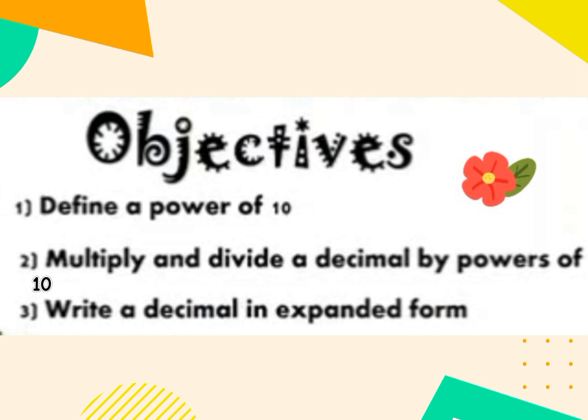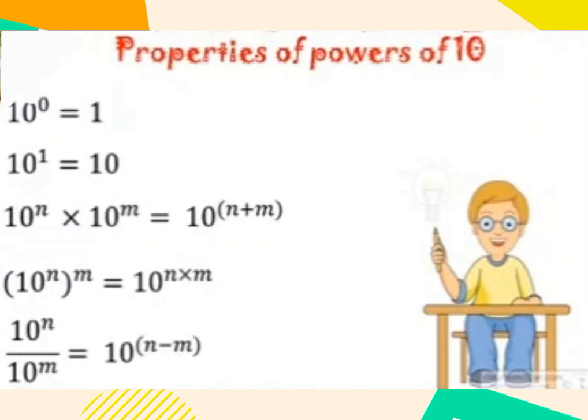Objectives: define a power of 10, multiply and divide a decimal by powers of 10, write a decimal in expanded form. Properties of powers of 10. 10 to the power 0 is equal to 1, like any number to the power 0 equals 1. 10 to the power 1 is equal to 10. If we have multiplication of the same base, we add the powers, n plus m. For parentheses, we multiply the powers, and in case of division, we subtract the powers, n minus m.